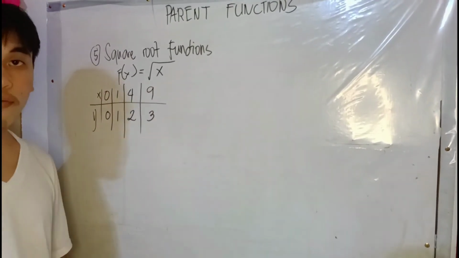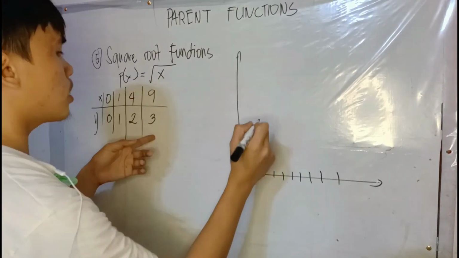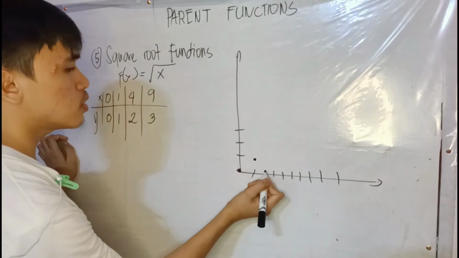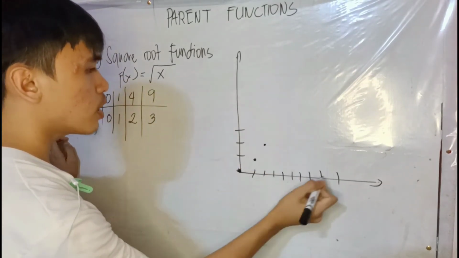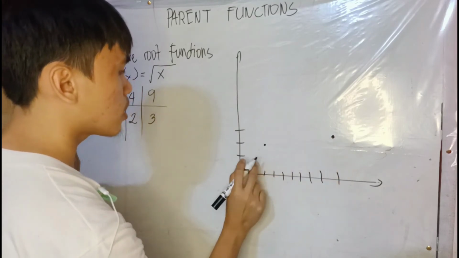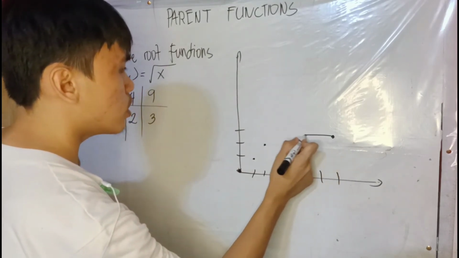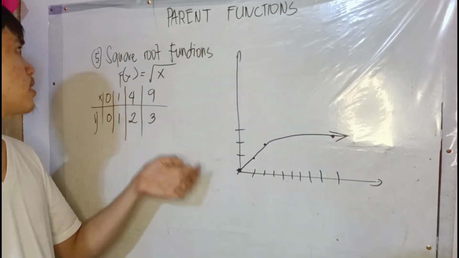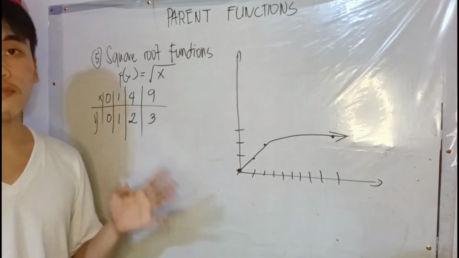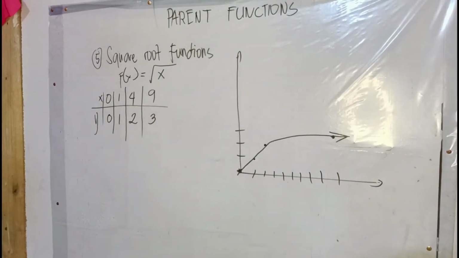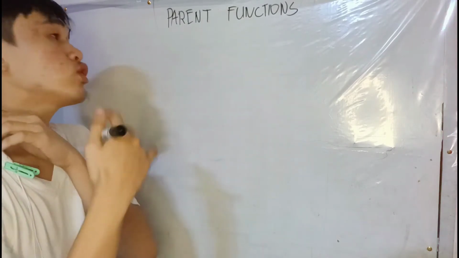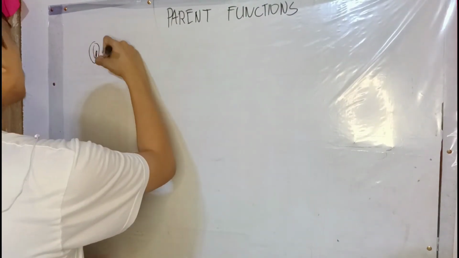Then our graphic solution will look like this: 0 and 0, 1 and 1, 4 and 2, and 9 and 3. So our graph will look like this. This is the graphic solution of the square root function. And our next function is the cubic function, number 6, after the square root function.